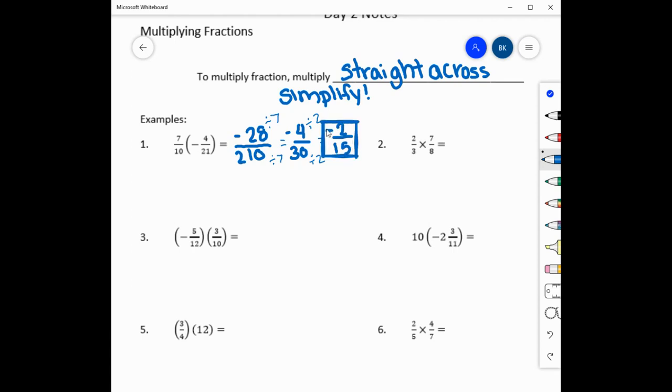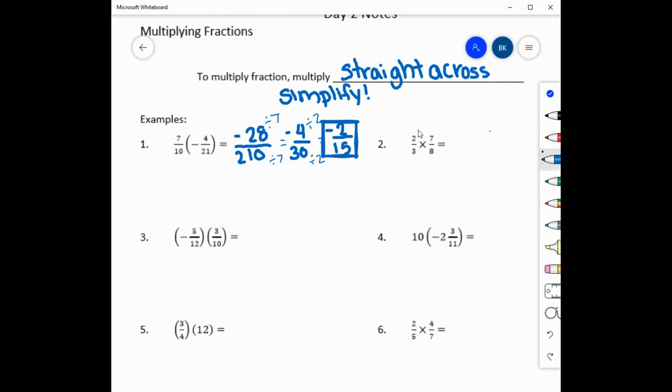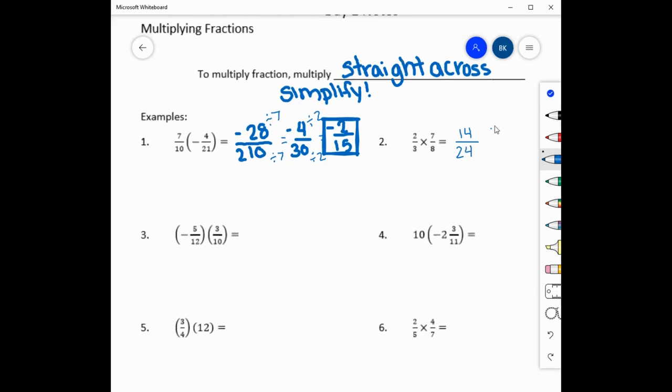Okay, so number 2. Let's do the same thing. So we'll multiply straight across. 2 times 7 is 14. 3 times 8 is 24. We need to see what number goes into both 14 and 24 evenly. 2 goes into both, so we can divide both of them by 2. And we get 7 over 12.